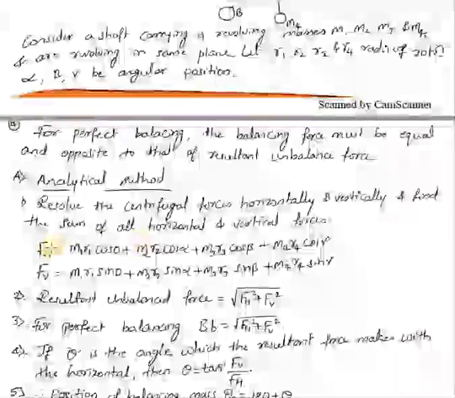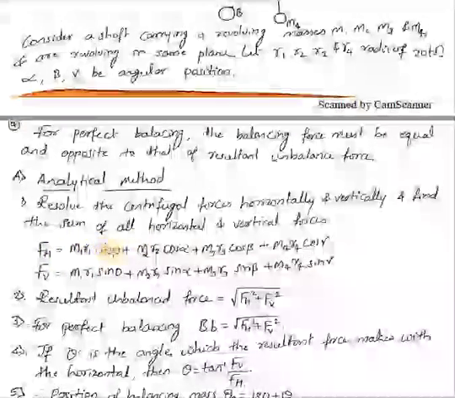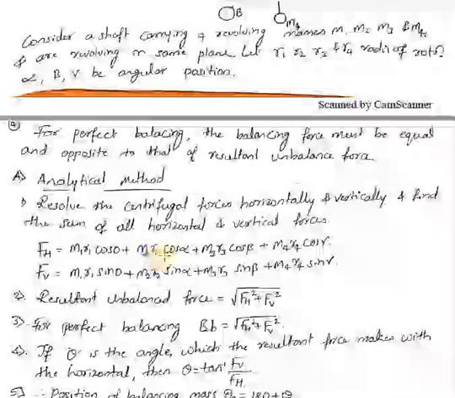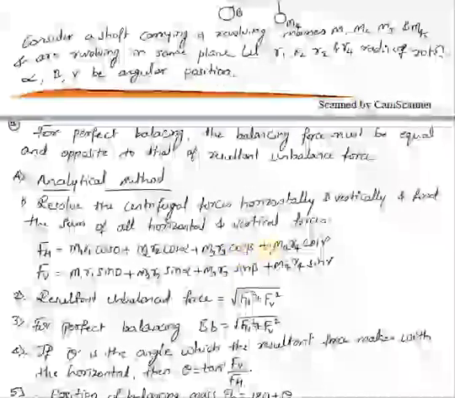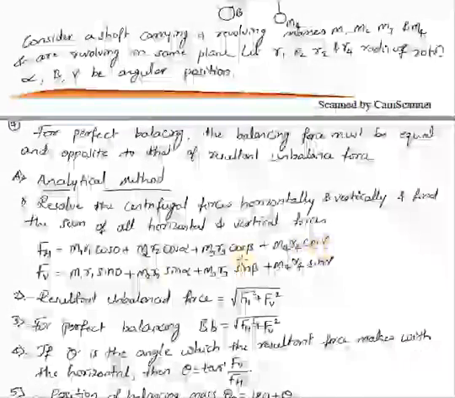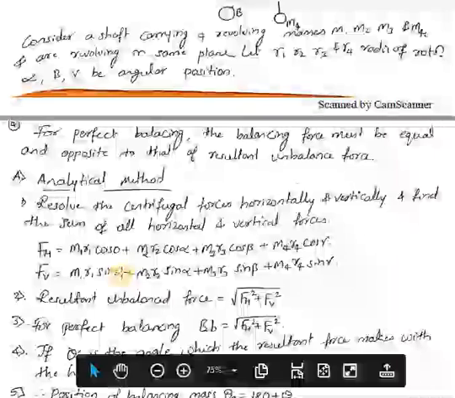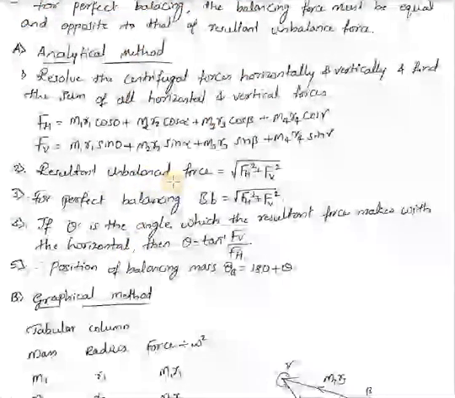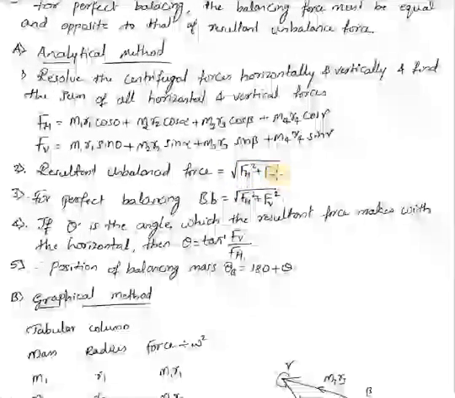If you resolve the forces horizontally, you get m1 r1 cos 0, because this m1 is along the plane, plus m2 r2 cos alpha, plus m3 r3 cos beta, plus m4 r4 cos gamma. Similarly, for the vertical forces, it is with the sine angle. Then the resultant unbalanced force is given by the square root of FH square plus FV square.